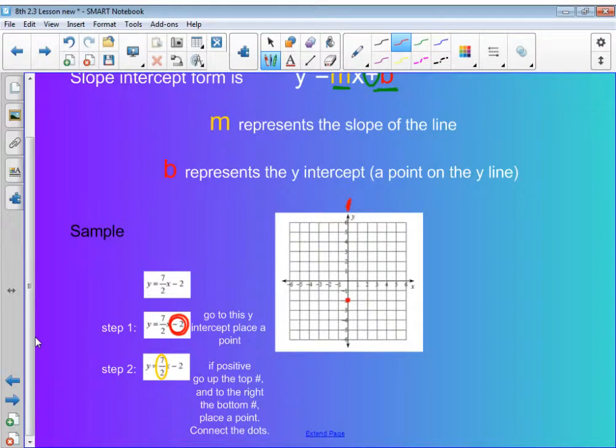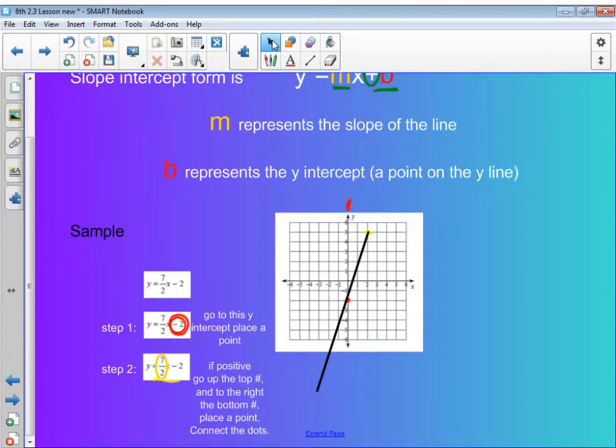Now it's just like what we did last week. We have to understand that 7/2x is our slope. So I'm going to follow this slope of 7/2 right here. Since it's positive, I'm going to go up 7: 1, 2, 3, 4, 5, 6, 7, and over 2: 1, 2. Here's my new dot. Okay, so there's the 2 points that I'm going to connect to create my line. Okay, so here's the line that I just created.